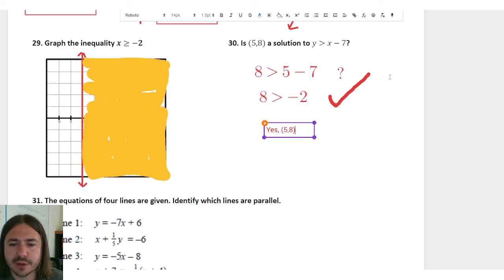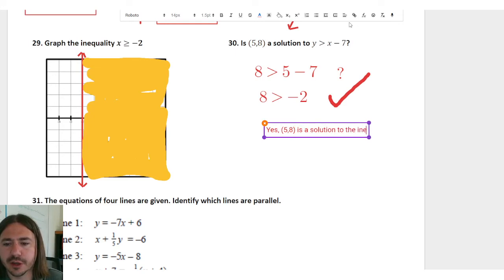And we can tell it's going to be in the shaded region versus the line because those two numbers are not the same. If it was like 8 is greater than or equal to 8, then we would know it's on the line. Here we're not expecting it to be on the line anyway because it's just strictly greater than. So (5, 8) is a solution to the inequality.